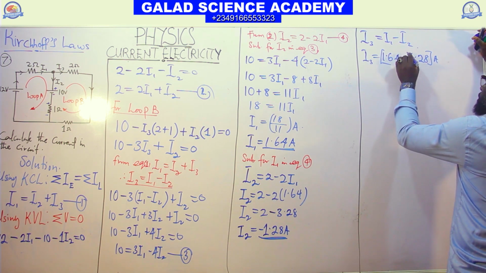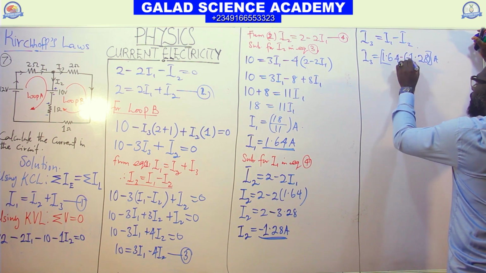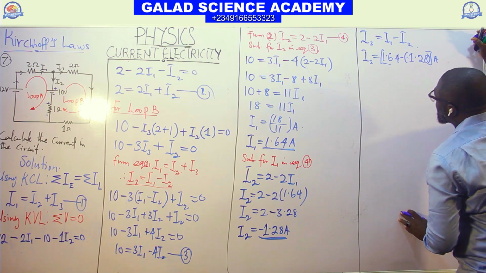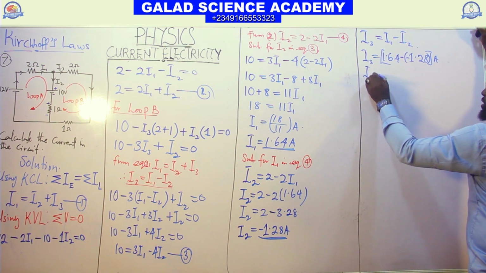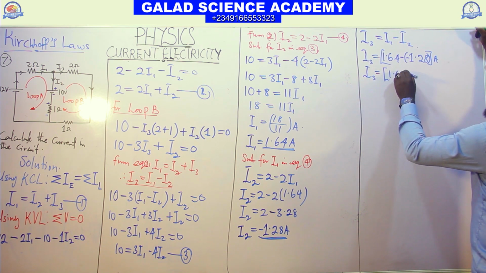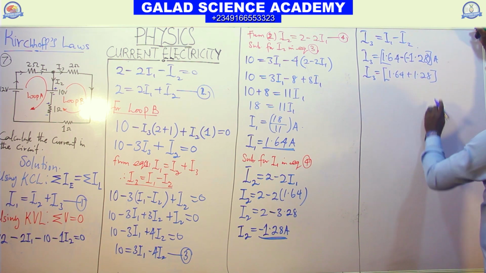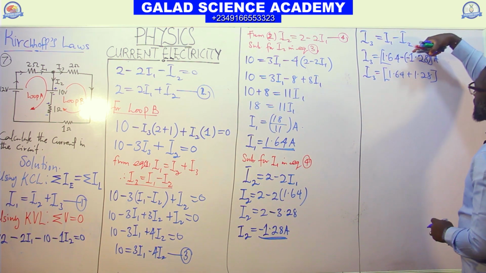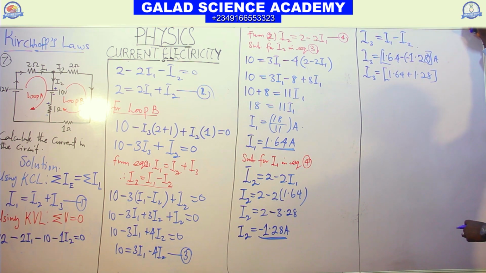Give you minus 1.28. So the minus times minus gives us plus. You have R3 should be equal to what? 1.64 plus 1.28. The minus in the middle here will cancel this. At the end of the day, 1.2 will give us what? 2.6.